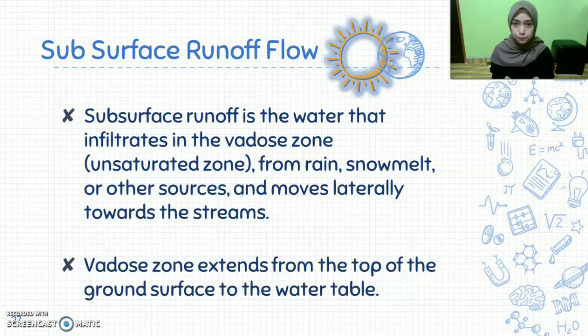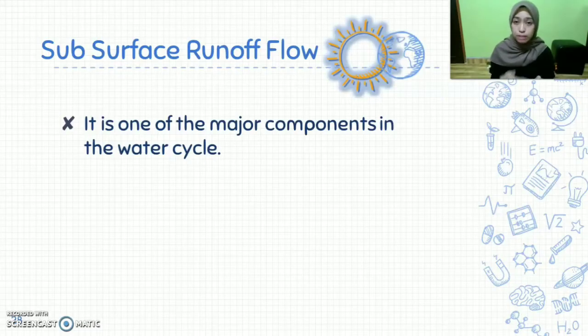Subsurface runoff flow. Subsurface runoff is the water that infiltrates in the vadose zone, which is the unsaturated zone, from rain, snow melt, or other sources, and it moves laterally towards the streams. The vadose zone extends from the top of the ground surface to the water table. It is one of the major components in the water cycle.